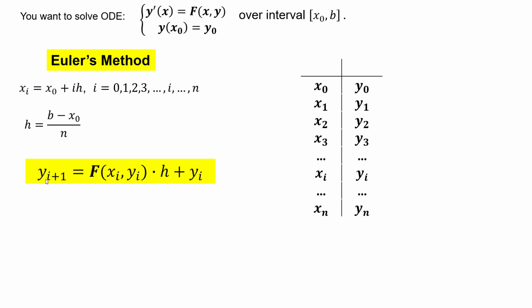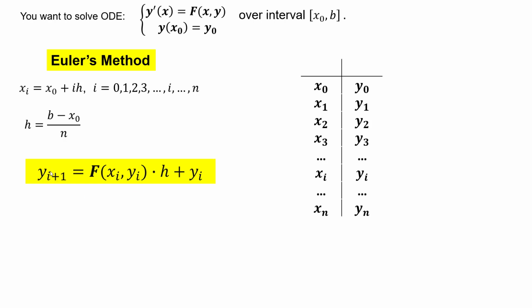The y sub i plus first value is going to be the right side of the differential equation evaluated at x sub i, y sub i, times h, plus y sub i. And you'll always know x sub i, but y sub i will be estimated after the first step. The i's are iterations.